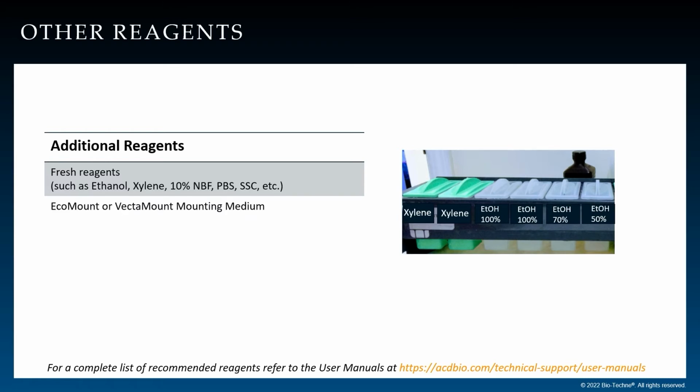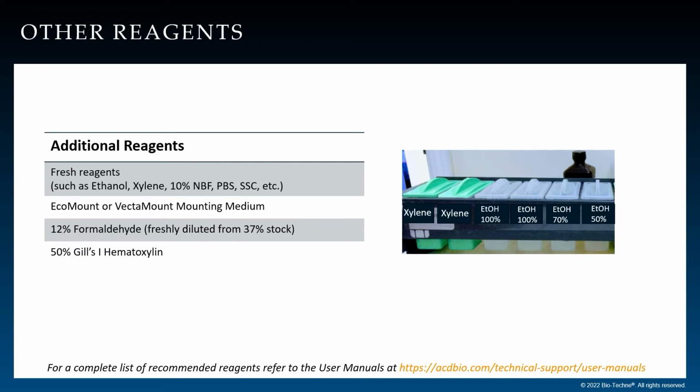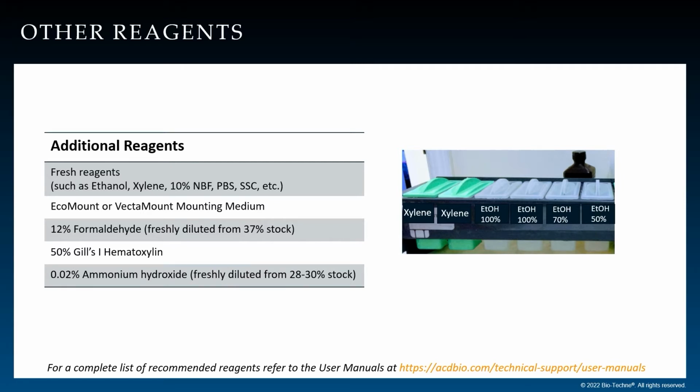Only EcoMount and VectaMount mounting media are validated for use with microRNAscope. Other mounting media can negatively impact the results. You can use either 10% NBF or 12% formaldehyde diluted from a 37% stock for post-fixation during microRNAscope sample preparation. The nuclear counterstain protocol uses 50% Gill's hematoxylin 1, and you will need 0.02% ammonium hydroxide freshly diluted from a 28 to 30% stock as a bluing agent to lighten the nuclear stain.